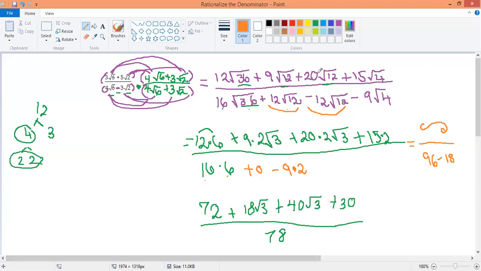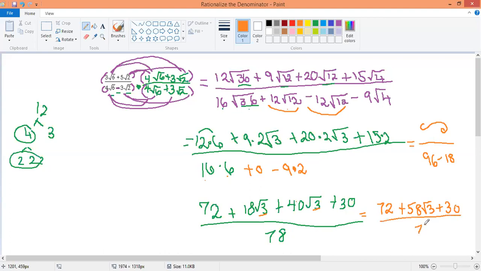And then I do have like terms, meaning they have the same radicals. So all I have to do is add the 18 and the 40 together. So that's going to be 58. So my final answer is going to be 72 plus 58. Oh, that's not my final answer. Square root of 3 plus 30 all over 78.